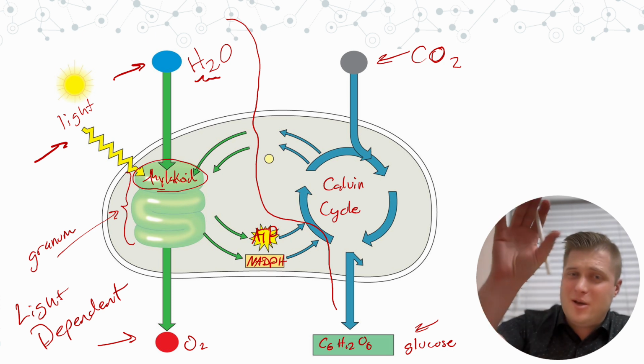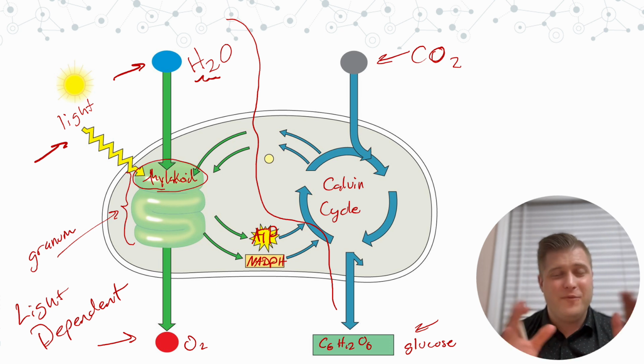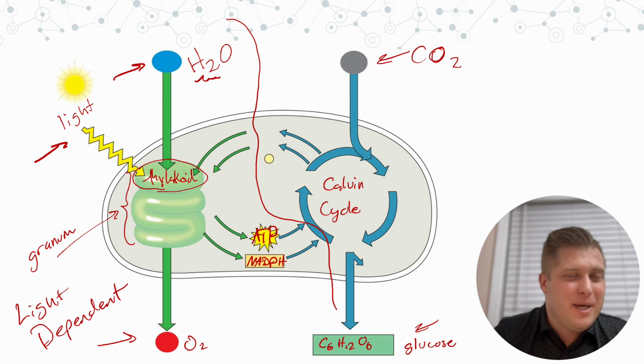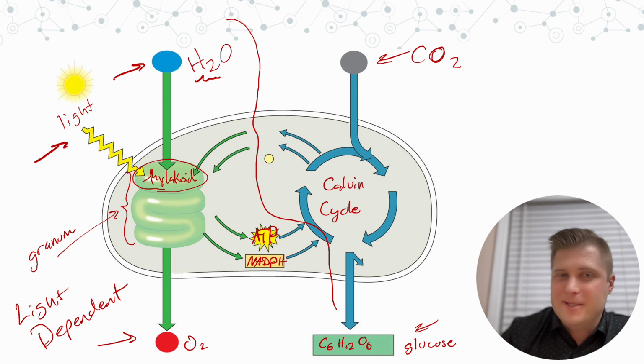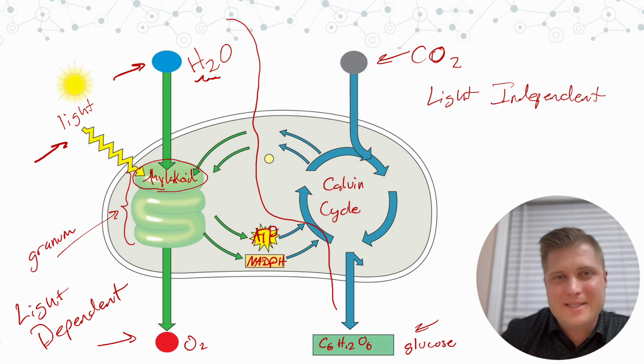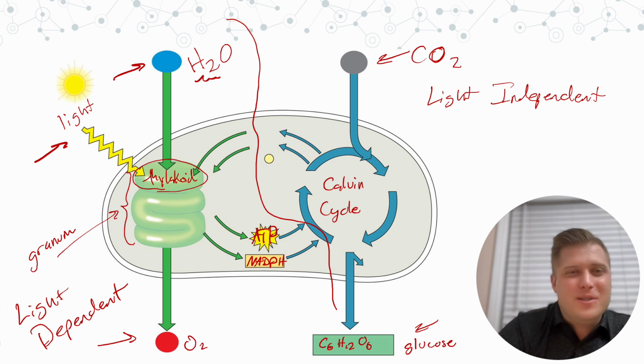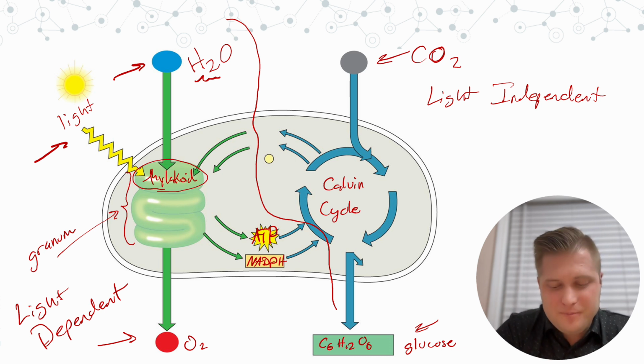Calvin cycle's grabbing carbon dioxide, turning it into sugar. These two sides of our photosynthesis reaction, the light-dependent side and the light-independent side, work together to turn these items into sugar. Light-independent, sometimes called the dark side, but it doesn't have to happen in the dark. It just doesn't need light. So this is the light-independent side.